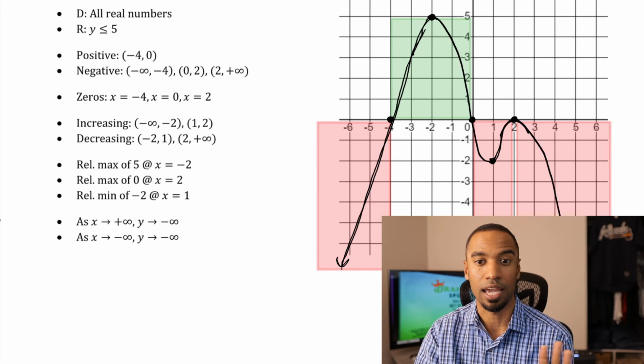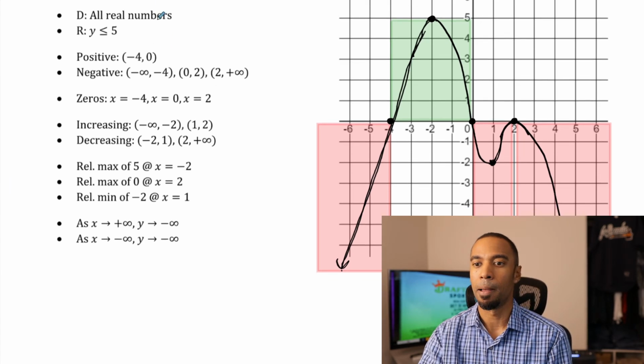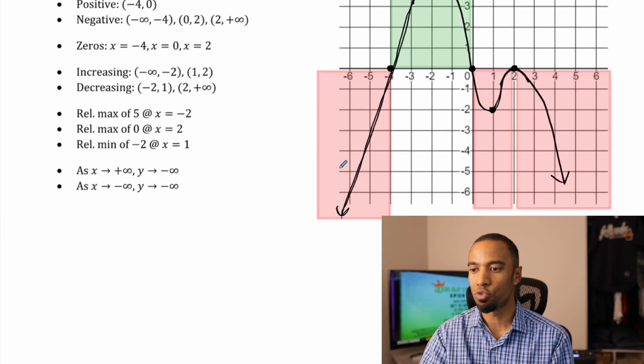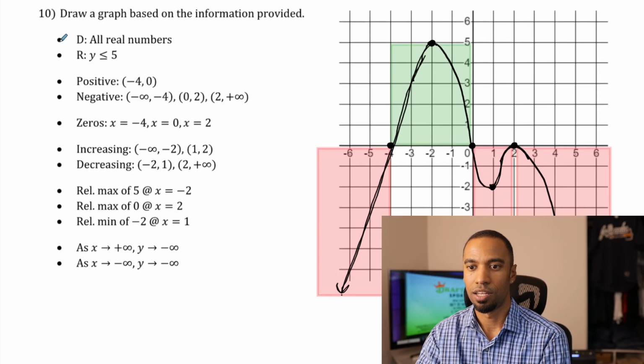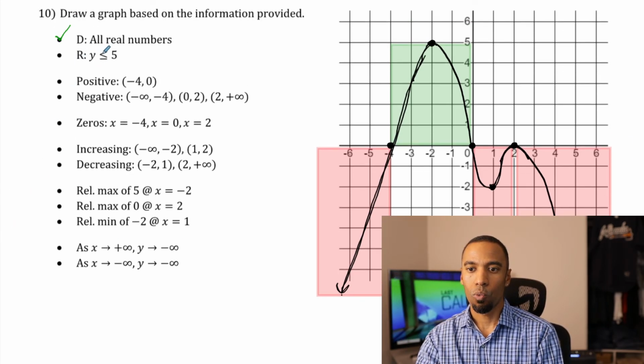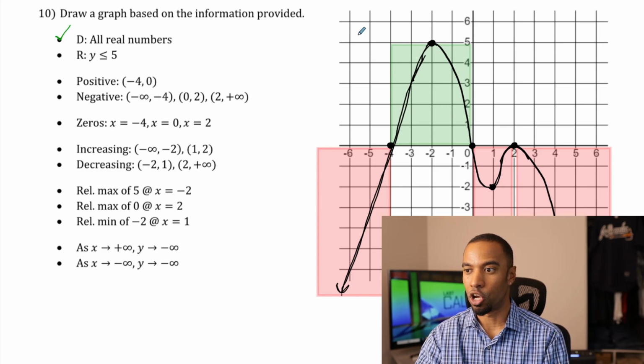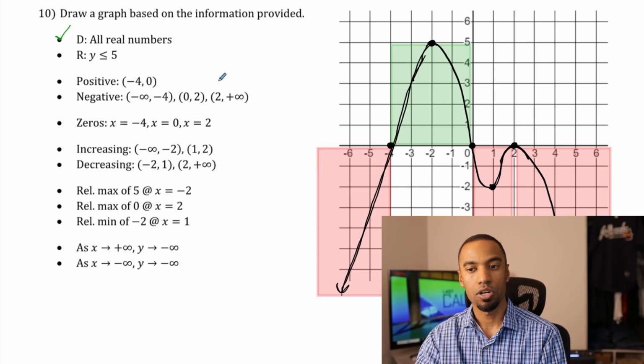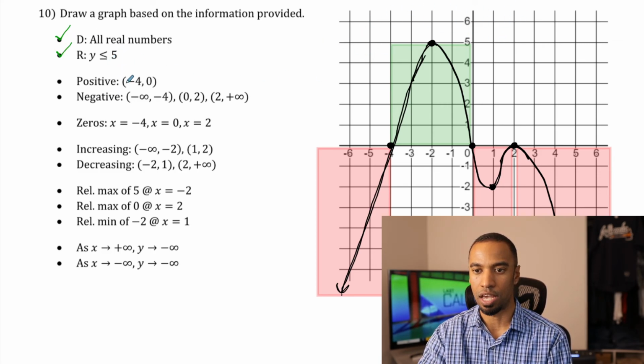And this is it, guys. This is the last question, by the way. Let's see if everything checks off. Domain of all real numbers. Goes forever left and right. Check. Domain of all real numbers. Range y is less than or equal to 5. Does it ever go beyond 5 up here? No, it stays underneath, and it goes down forever.